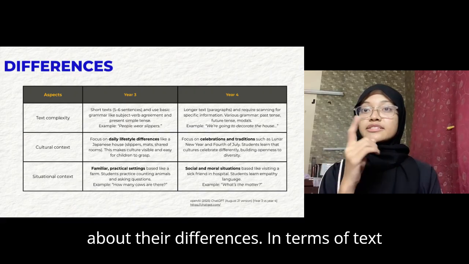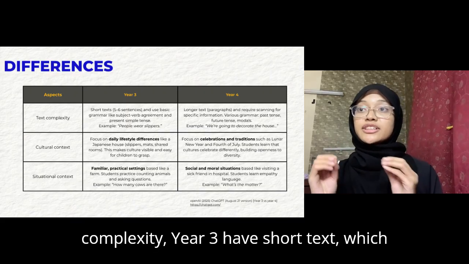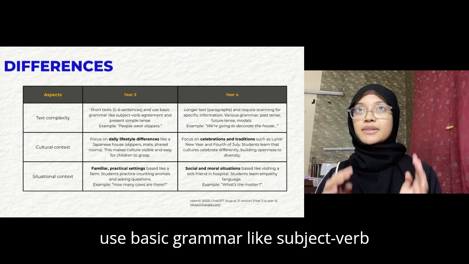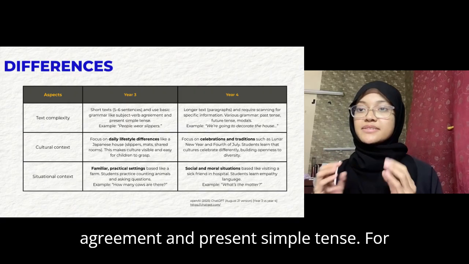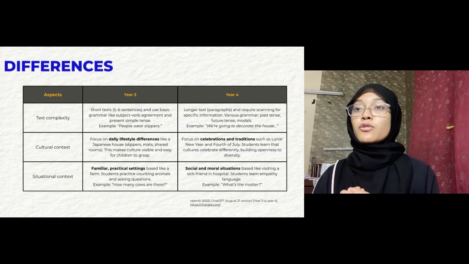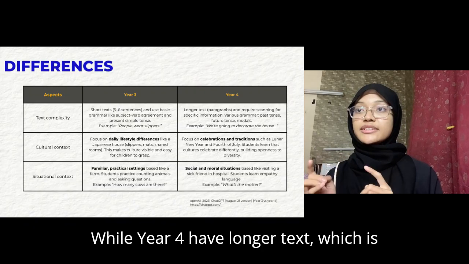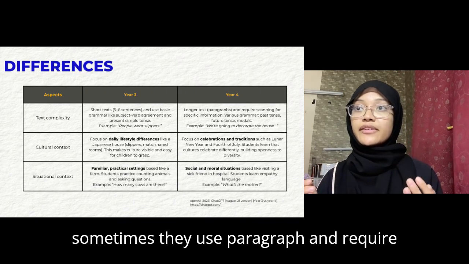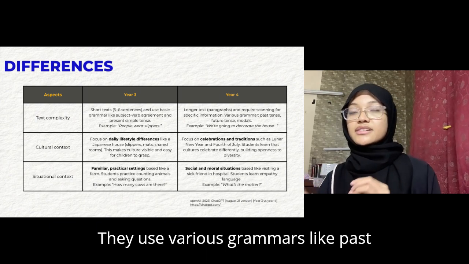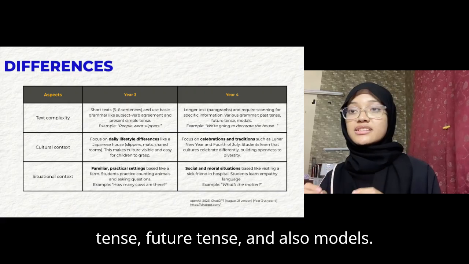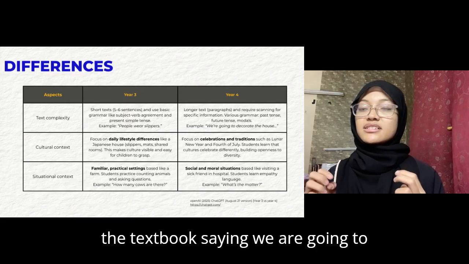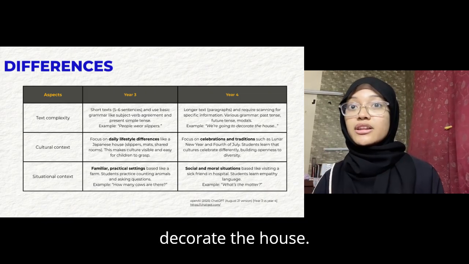In terms of text complexity, Year 3 has short text, which is between 5 and 6 sentences, and uses basic grammar like subject-verb agreement and present simple tense. For example, people wear slippers. While Year 4 has longer text, sometimes using paragraphs and requiring scanning for specific information, where they use various grammar like past tense, future tense, and also modals. For example, when there's a sentence in the textbook saying, "We are going to decorate the house."